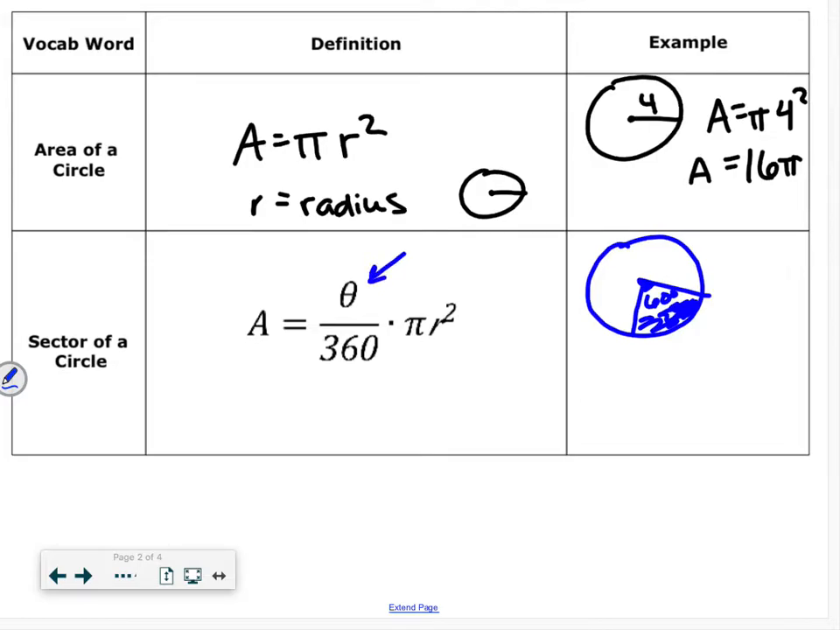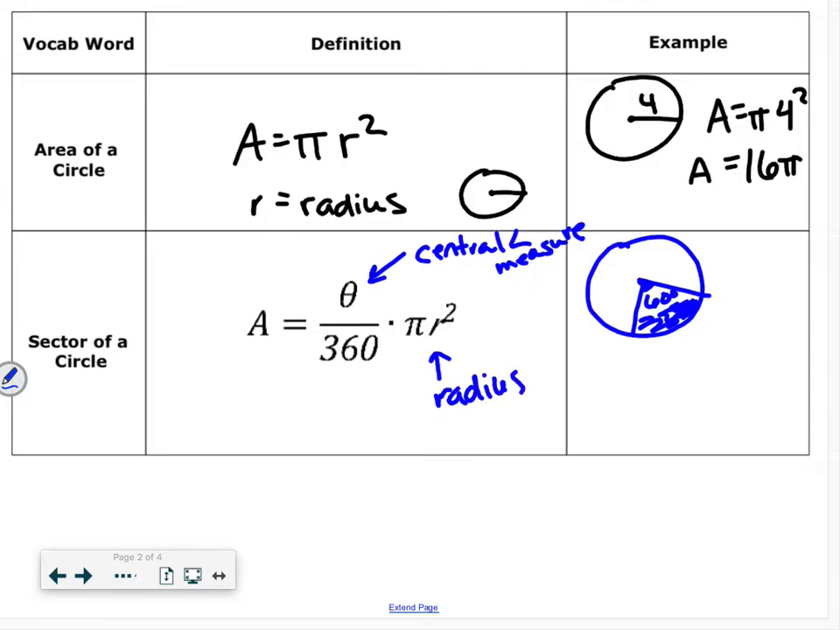Now this is probably a new sign. It is simply a Greek letter. If you don't like it, you can just put x in there. That right there is going to represent our central angle measurement. And then the r is our radius.